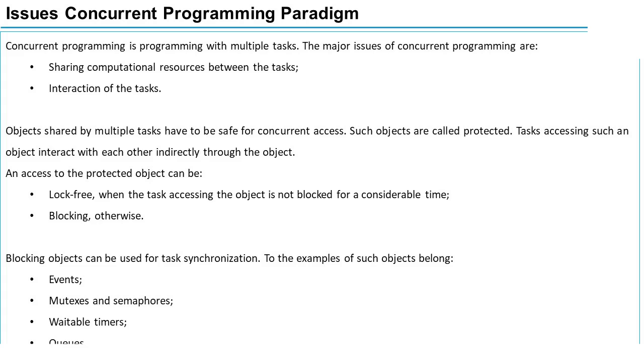Access to the protected object can be lock free when the task accessing the object is not blocked for a considerable time; blocking otherwise. Blocking objects can be used for task synchronization. Examples of such objects are events, mutex and semaphore, waitable timers, queues.